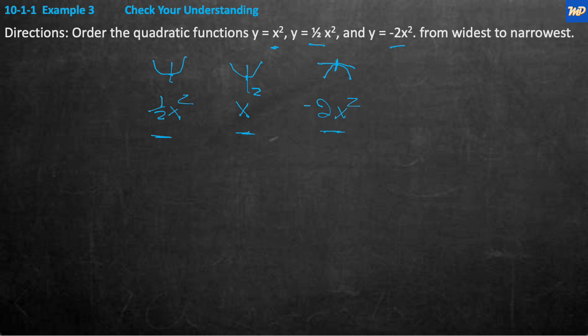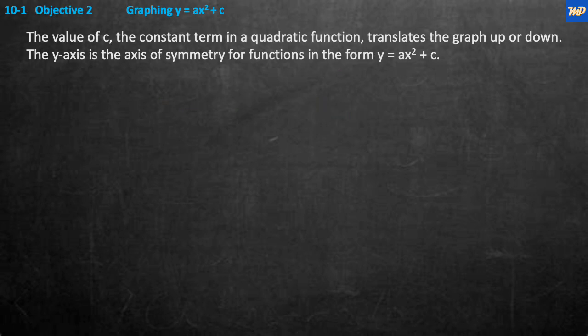I think that's good. Okay, objective 2, graphing y equals ax squared plus c. The value of c is the constant term in the quadratic function. It translates the graph up and down. So the y-axis is the axis of symmetry for functions of the form y equals ax squared plus c. So the axis of symmetry is at x equals 0, and the plus c translates the graph up or down.